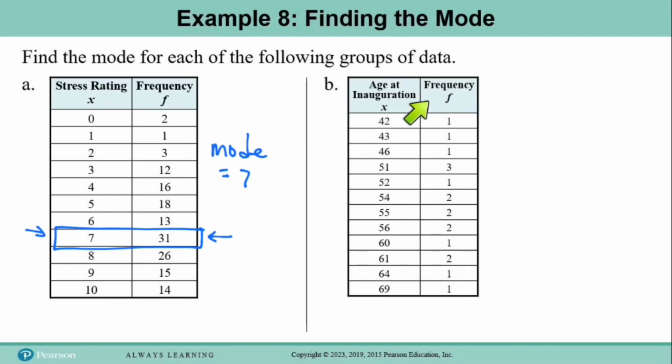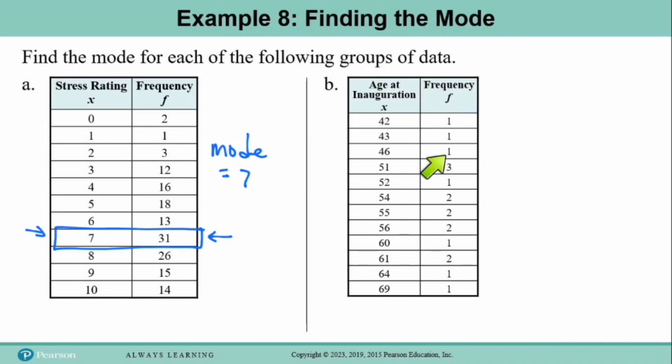When we look at the data set for part B, this is the age of all the United States presidents at their inauguration. So there was one president inaugurated at the age of 42, there was one president inaugurated at the age of 43, and so on down the table. Okay, so the mode will be the age that occurs the most often. In other words, it will be the age that occurs with the highest frequency.